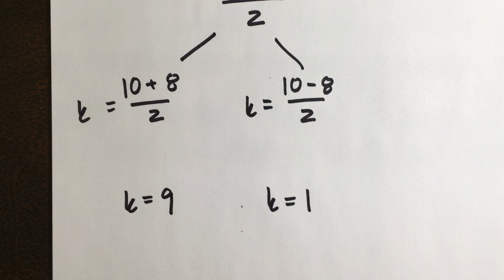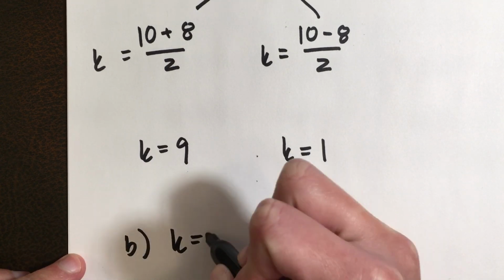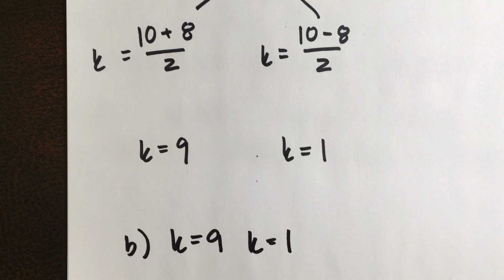And part B is just asking us to write down which values for k satisfy x squared plus (k minus 3)x plus k equals 0 having two equal roots. That would simply be k equals 9 and k equals 1, like we got here.